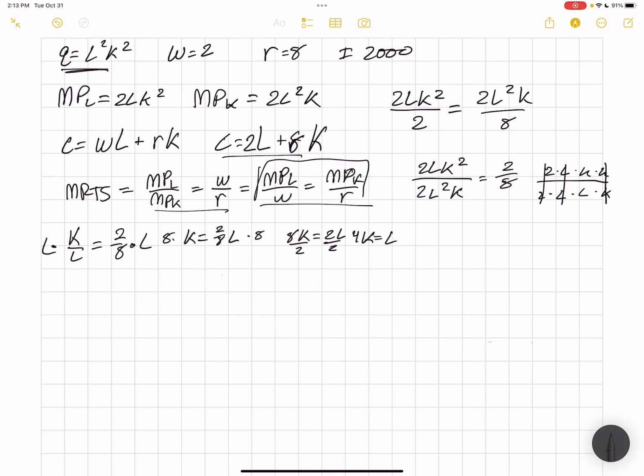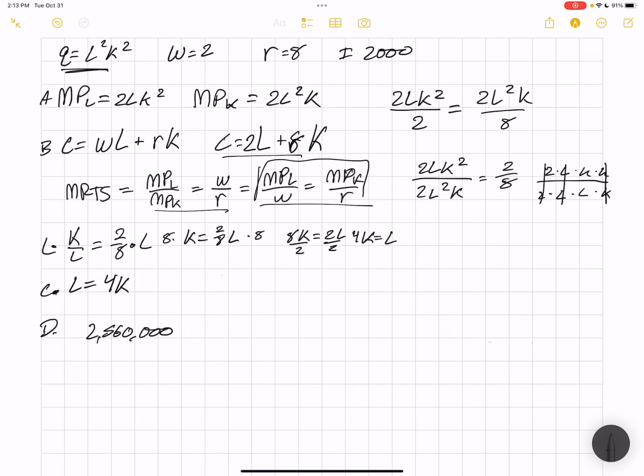So for part C, this is part A, this is part B, part C right here: L equals 4K. That's our optimal choice for substituting. So the next part, part D, is giving us a certain amount of units. We have 2,560,000 units.